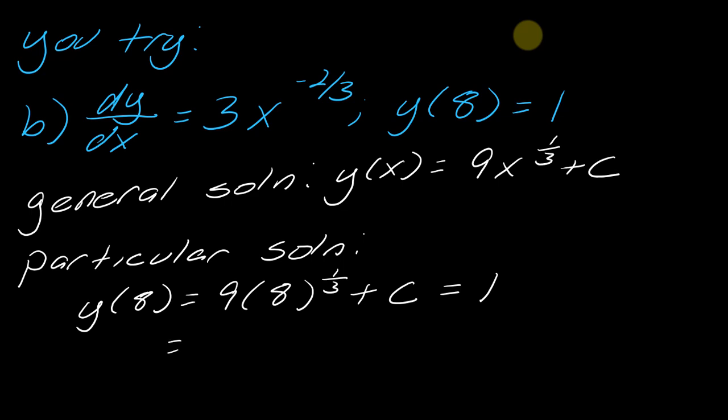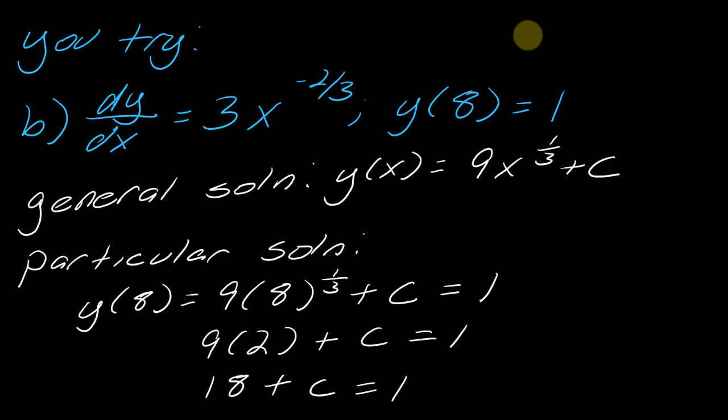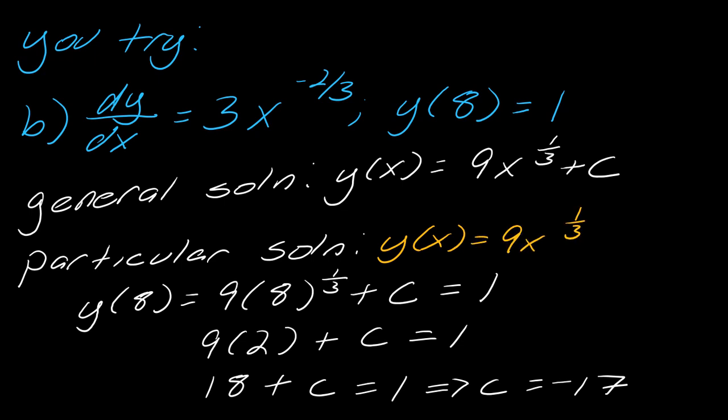The cube root of 8 is 2, so this really becomes 9 times 2 plus c equals 1. So 18 plus c equals 1, then you subtract 18 from each side. Now I get that c equals negative 17. Okay, that's fine. So then what is my particular solution? I'll write the particular solution right here in this orange color. The particular solution is 9x to the 1/3 minus 17.